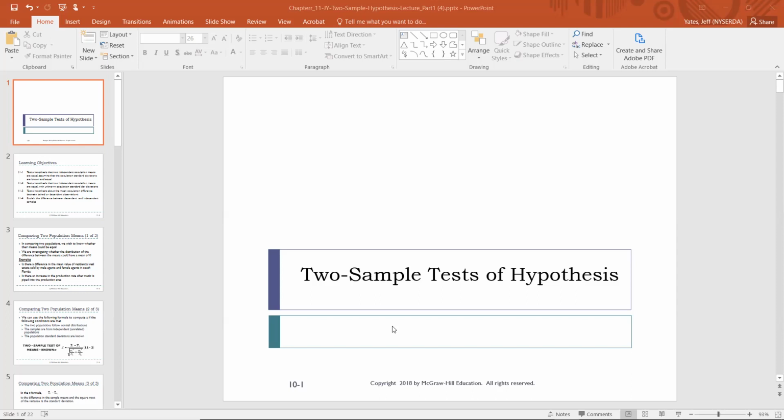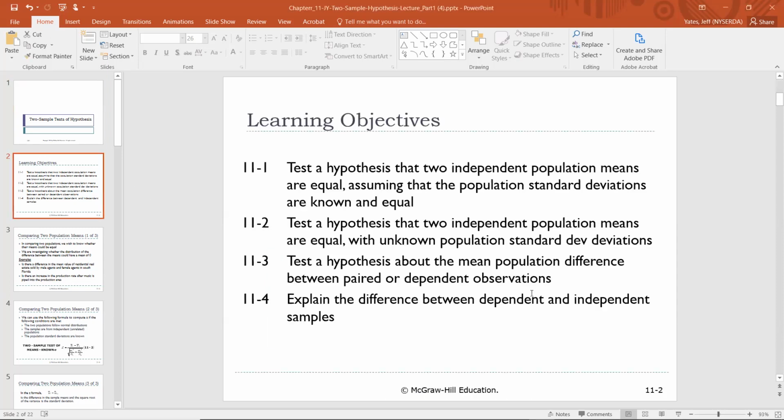So data obviously is key. And once we get our data, then we can begin doing all the analysis that we can or we want to do using our tools. So let's take a look.